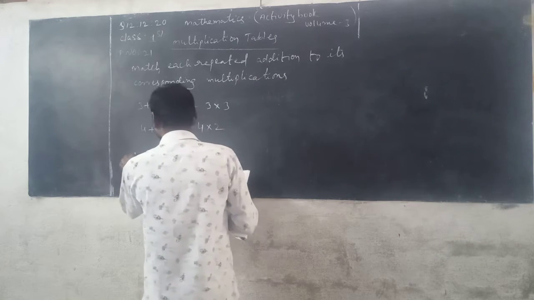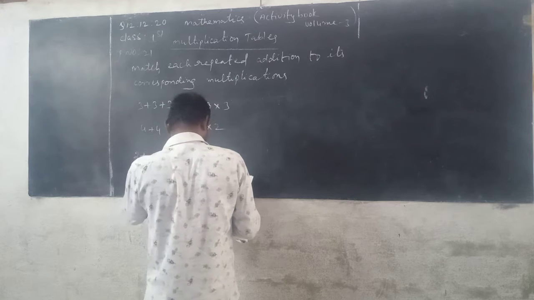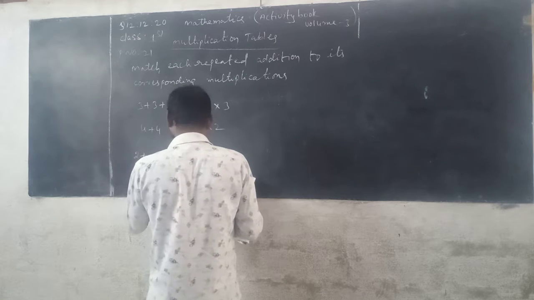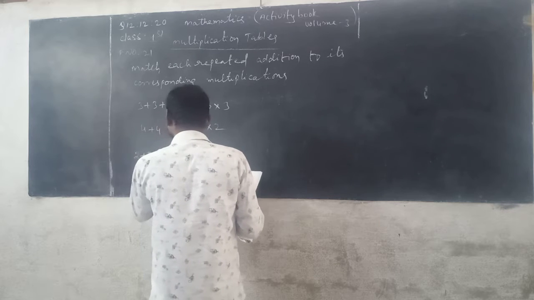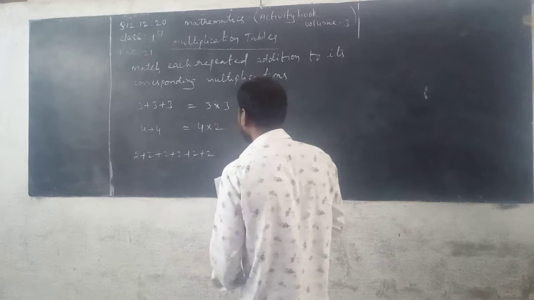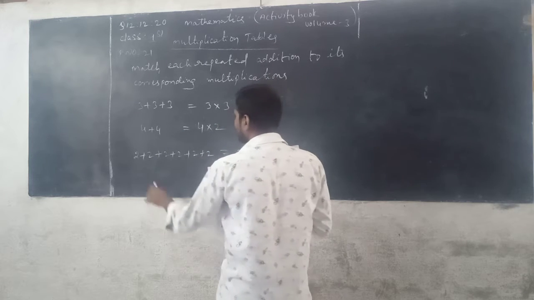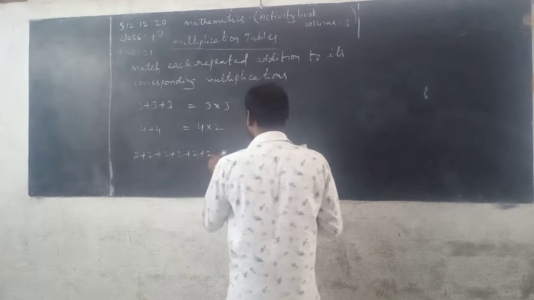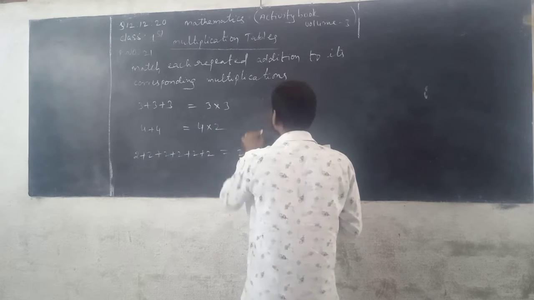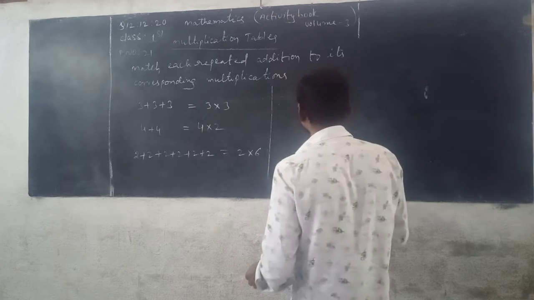Next, 2 plus 2 plus 2 plus 2 plus 2 plus 2. See here, how many times is it repeated? Once count: 1, 2, 3, 4, 5, 6. So it can be written as 2 into 6.